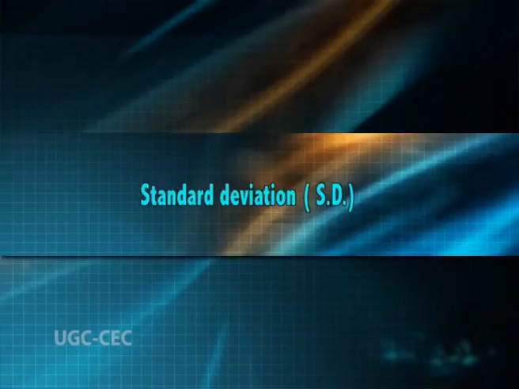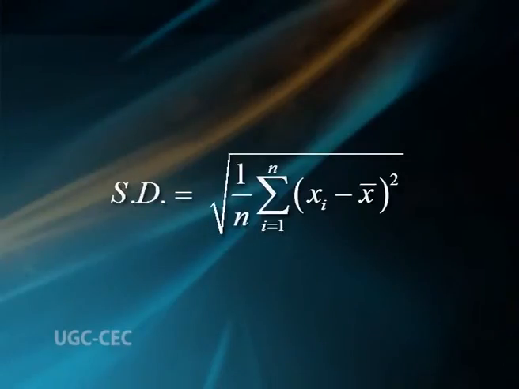Standard deviation (SD). For a set of observations, standard deviation is defined as the square root of the arithmetic mean of the squares of deviation of the observations taken from their arithmetic mean. If x1, x2, etc., xn are the n observations with arithmetic mean x bar, then standard deviation of the observations is defined as SD equal to square root of 1 by n sigma i from 1 to n (xi minus x bar) square. The square of standard deviation is known as variance.